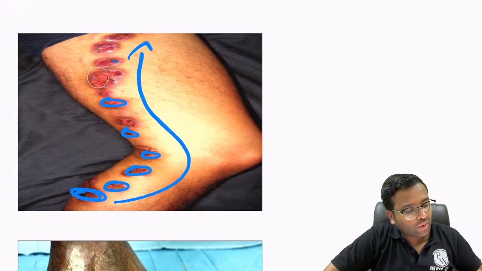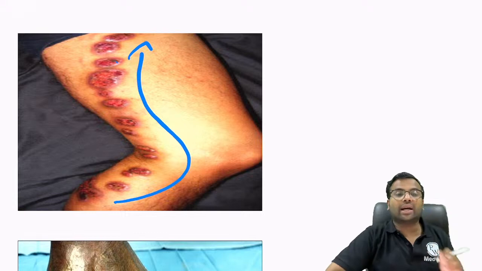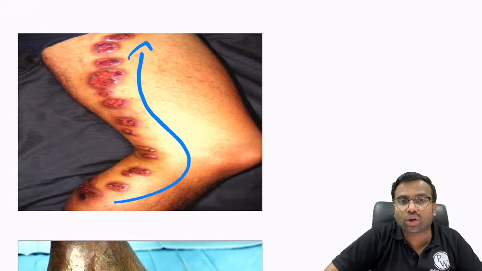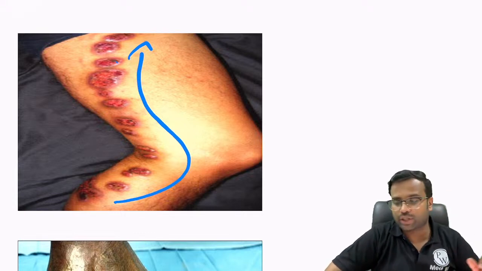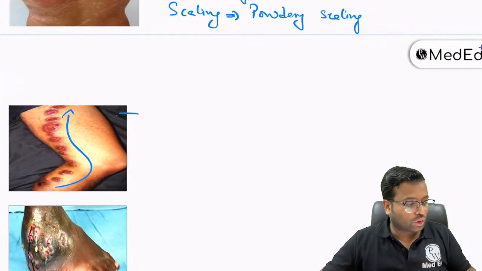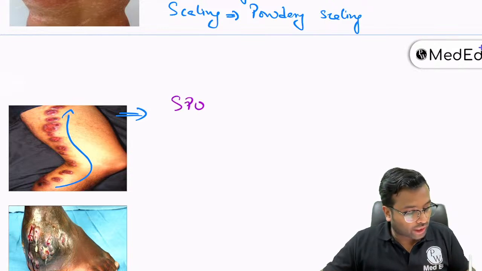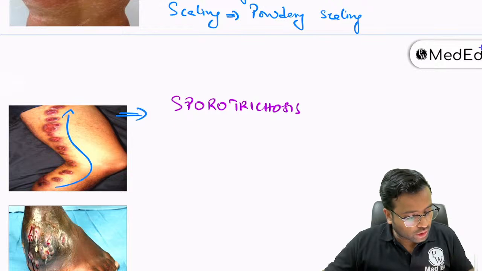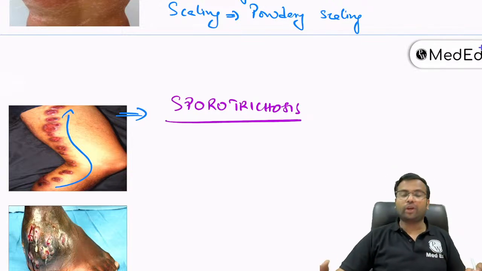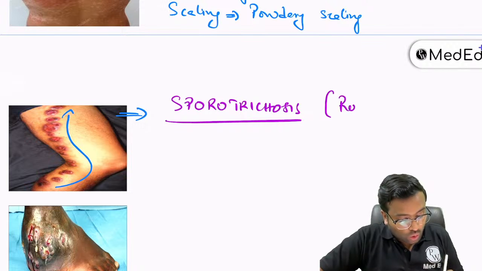Can anybody tell me what could be the diagnosis if I give you one more clue saying that this is a typical presentation of a deep fungal infection? So this one is going to be called sporotrichosis. Very good, med student. This is going to be sporotrichosis. This is also called the rose gardener's disease.